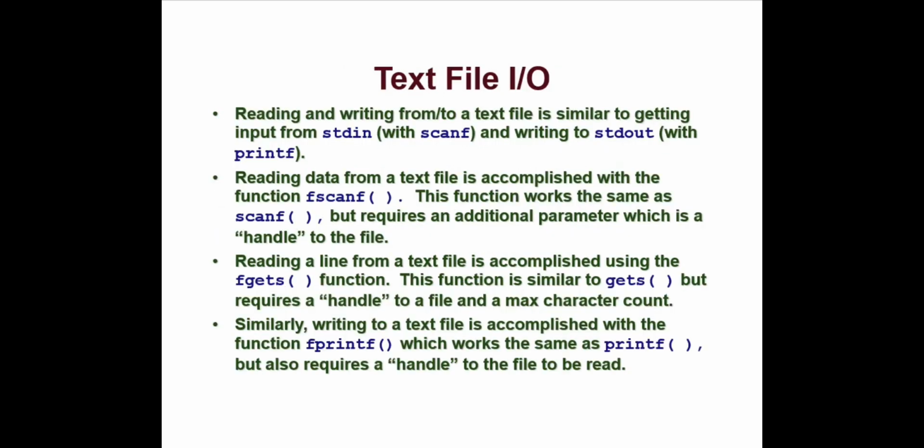Text file input and output. Reading from and writing to a text file is similar to getting input from standard input with scanf and writing to standard output with printf. Reading data from a text file is accomplished with the function fscanf. This function works the same as scanf but requires an additional parameter, which is a handle to the file. Reading a line from a text file is accomplished using the fgets function. This function is similar to gets but requires a handle to a file and a max character count.